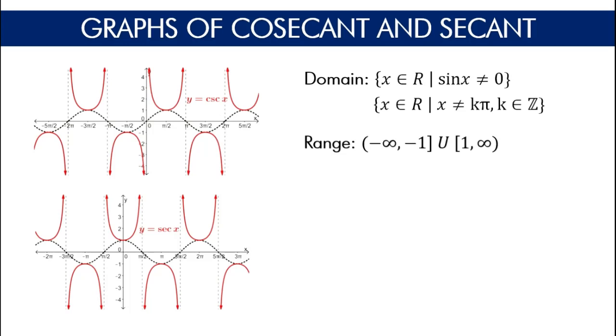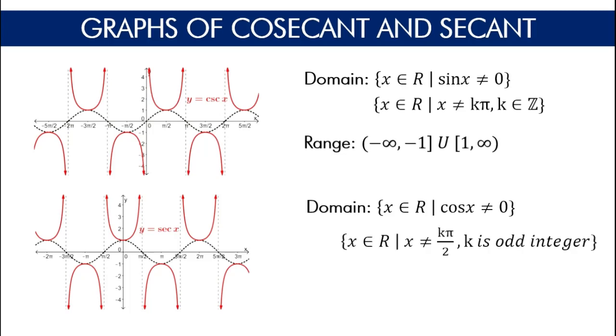Okay, so the range is from negative infinity, comma negative 1 inclusive, union 1 inclusive, comma positive infinity. And then for the domain of the secant function, obviously cosine x should not be equal to 0. So x is an element of all real numbers, but such that cosine x should not be equal to 0. Or simply, x should not be equal to k pi over 2, where k is an odd integer.